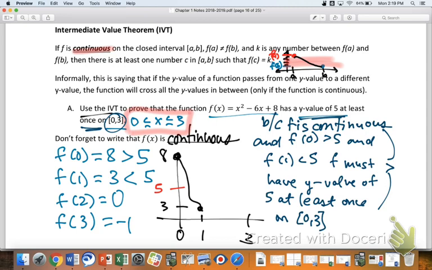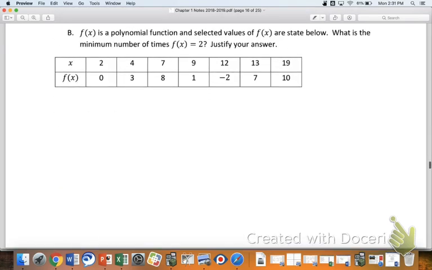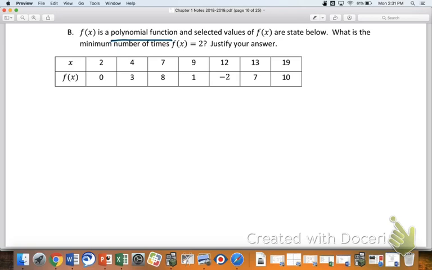Let's take a look ahead. I know there's a couple of other good IVT questions for us. So in A, you guys got a nice rule, right? It was like x squared minus 6x plus whatever it was. Here, instead of getting a rule or an actual expression for a function, you're getting a table. These tables are really common. So this says f of x is a polynomial function. Pretty important. You might want to put therefore continuous or something just to remind yourself. And selected values of f of x are stated.